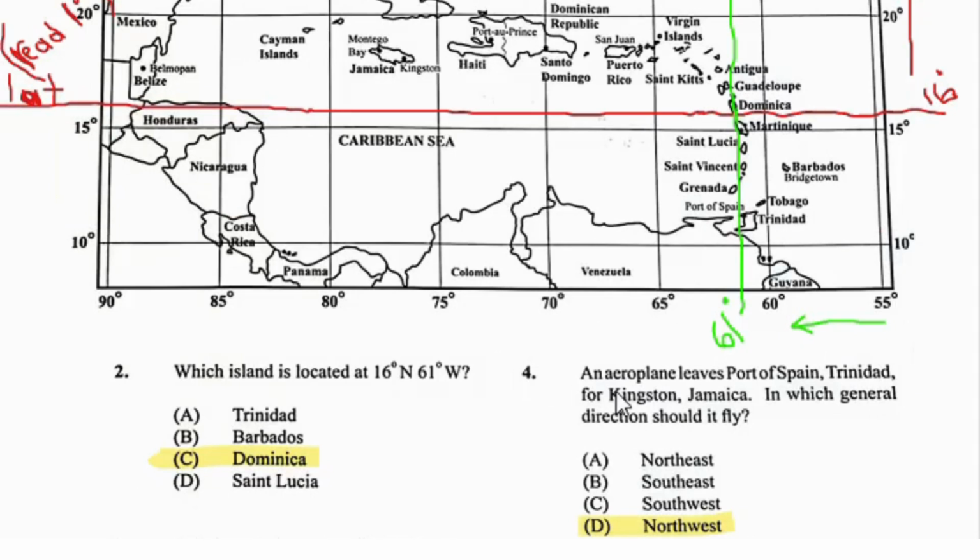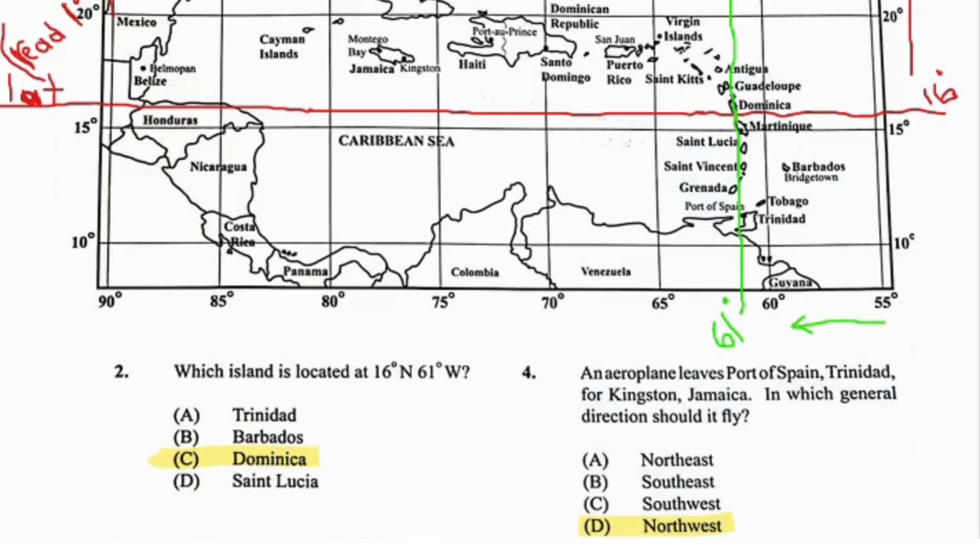Number 4, an airplane leaves Port of Spain, Trinidad for Kingston, Jamaica. In which general direction should it fly? The answer is D as in dog, northwest. Now let us see how we arrived at our answer.